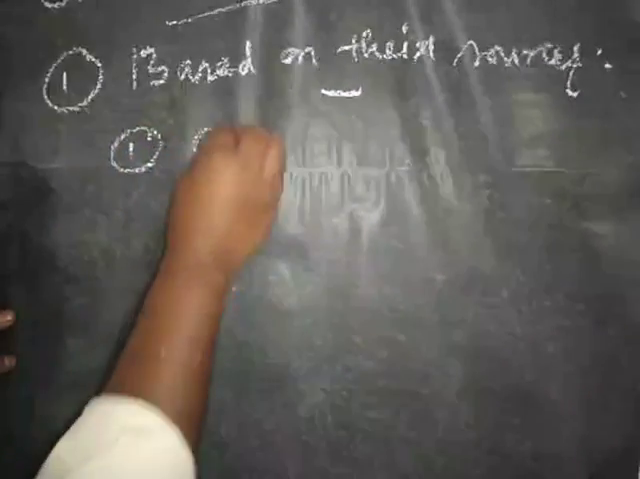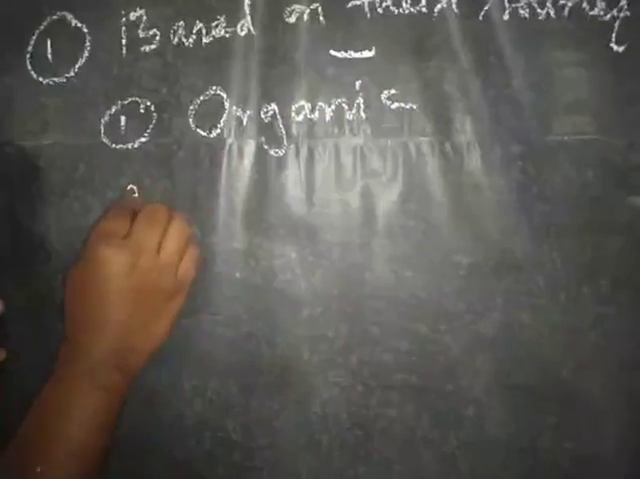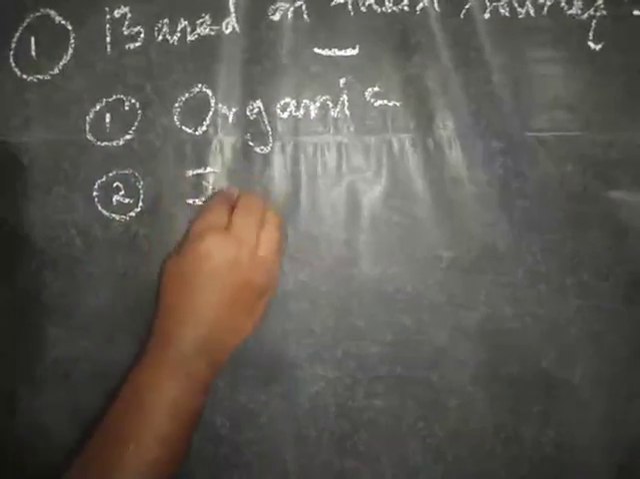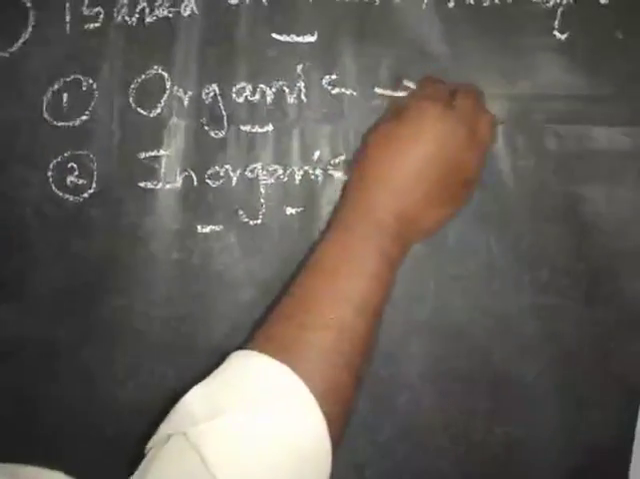Okay, one is organic acid. Second one, inorganic acid. Based on their sources, acid can be classified into two types. One is organic acid, another one is inorganic acid. So what is meant by organic acids?